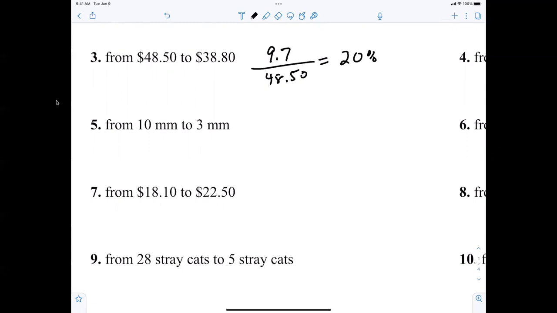But sometimes there's some decimals on these problems. They're not going to work out exactly. Oh, wait, it was 0.2. Yeah, 0.2 is, that's the point. 0.2 is 20%.